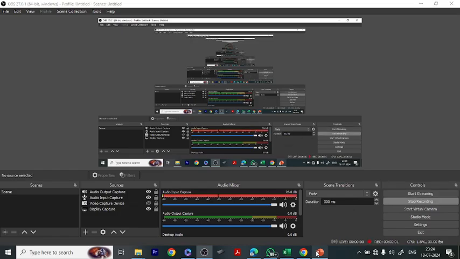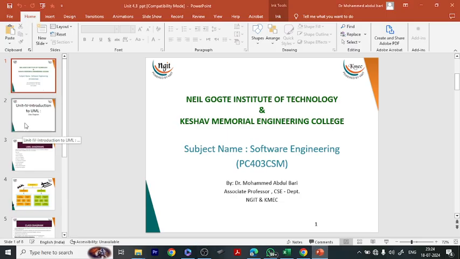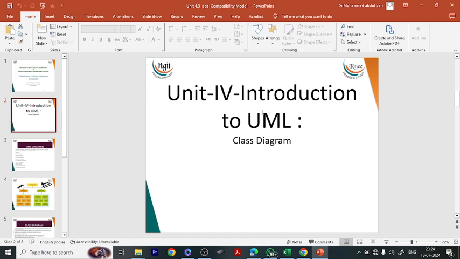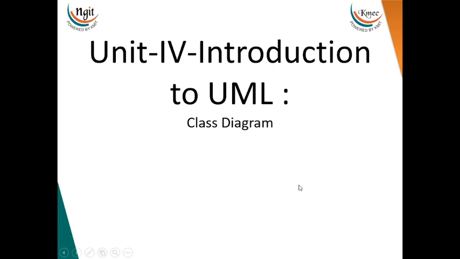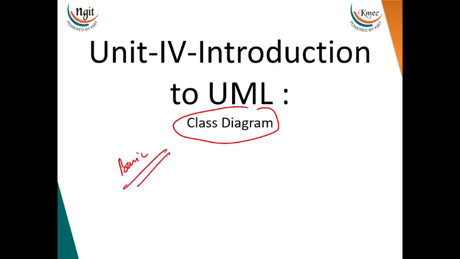Hello there. Today again we are going to start with 4.3 in Unit 4, that is class diagram. We are going to see something about class diagram. This is 4.3, and in order to see the class diagram we will also see the basic models, okay, and how we are going to do it.